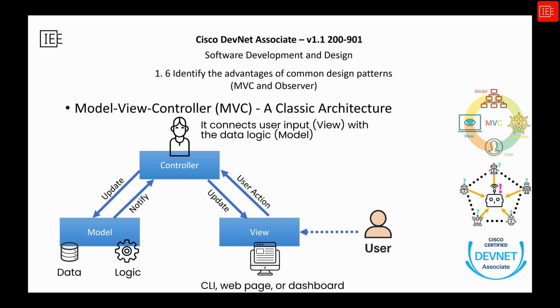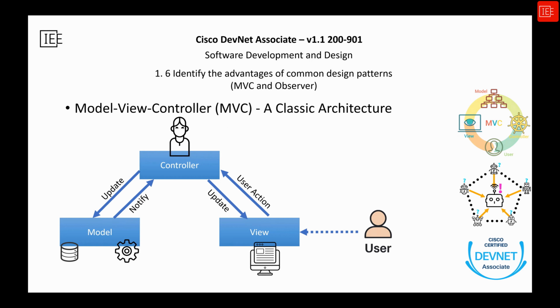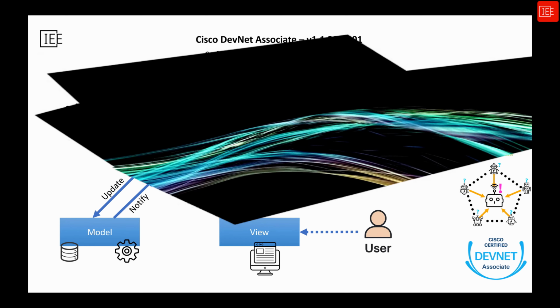For network automation specifically, MVC is a perfect way to keep automation scripts organized. So your model might handle network state data, the view could present dashboards or CLI outputs, and the controller can coordinate user requests like push this config or retrieve device status, etc. So MVC gives us structure as well as flexibility and scalability. It stood the test of time because it makes complex projects easier to manage and helps teams collaborate without stepping on each other's toes.